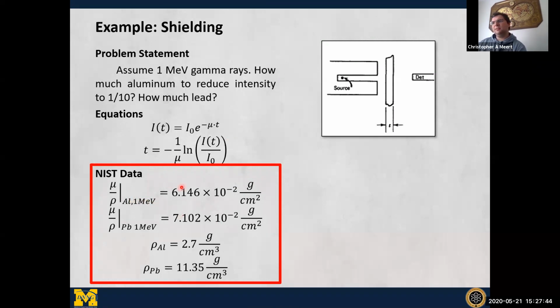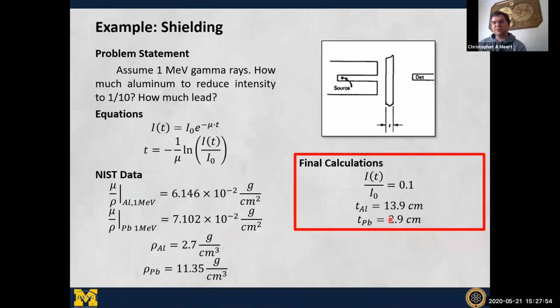You can see how they might be relatively similar for aluminum and lead, but because density is a factor, you can see how those densities will probably come into play. And those densities are, again, on the NIST databases. And if we plug these in, so we know we want to reduce our intensity to 1/10 of its original, and run through the algebra, we get quite a difference in the required thickness.